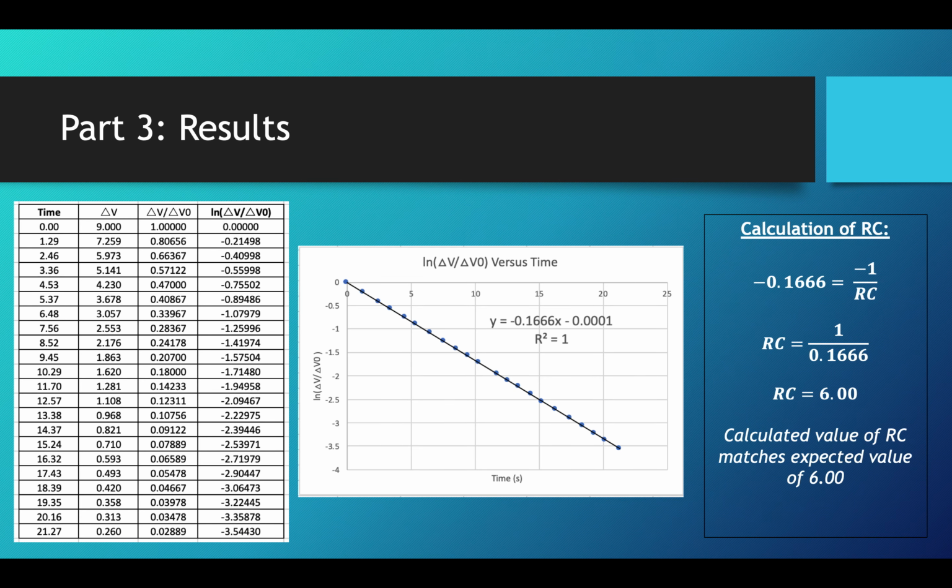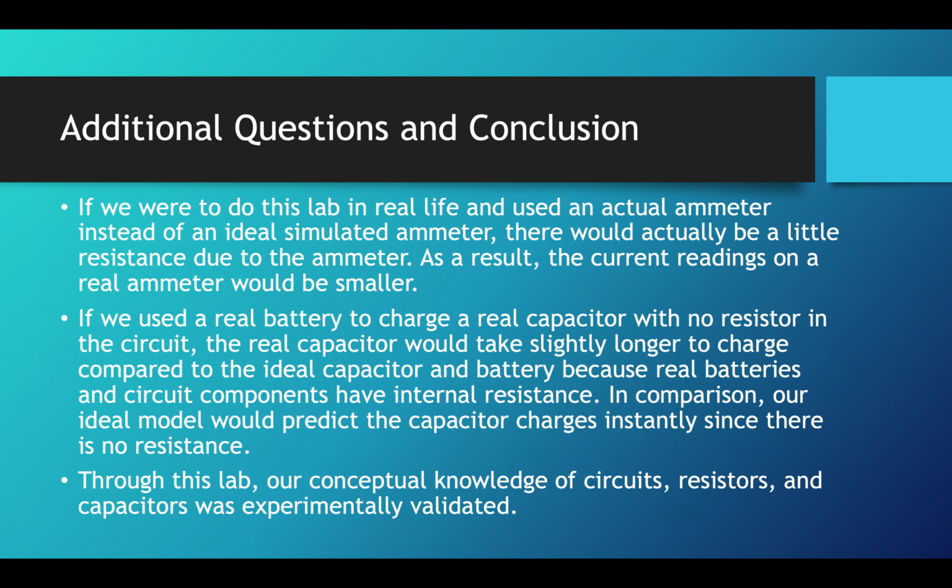The results of this part of the lab can be seen here. In the data table to the left, 20 different values of the potential difference can be viewed for each 1 second increment. When the natural log of the potential difference at each time segment over the initial potential difference is plotted versus time, a linear line is constructed with a slope of negative 0.1666, which can be used to calculate the RC time constant. The RC value is calculated to be 6.00, which matches the expected value.